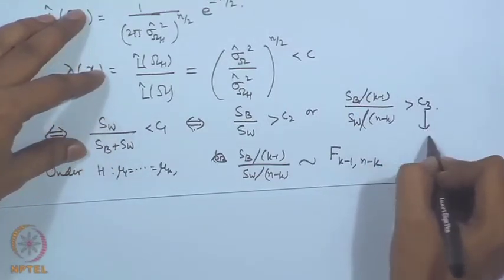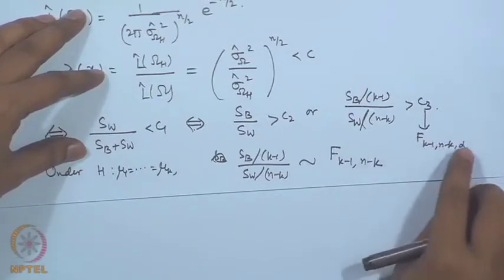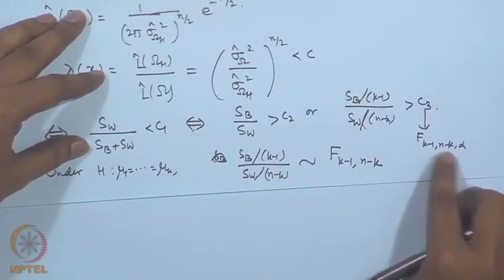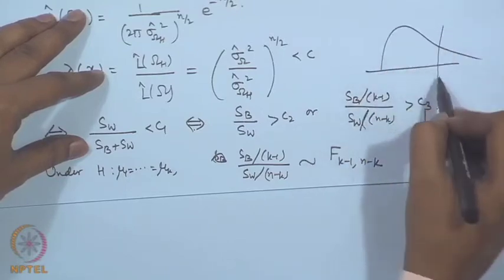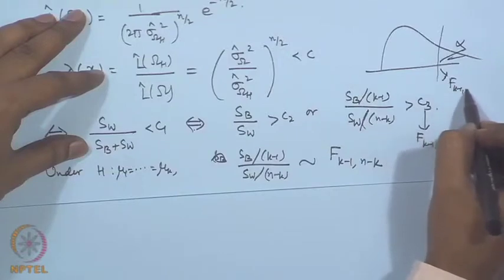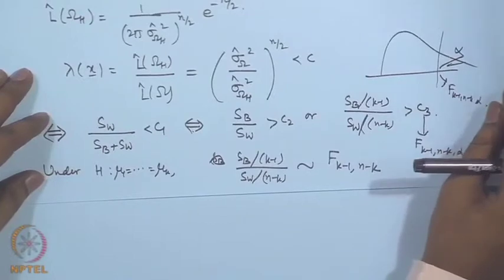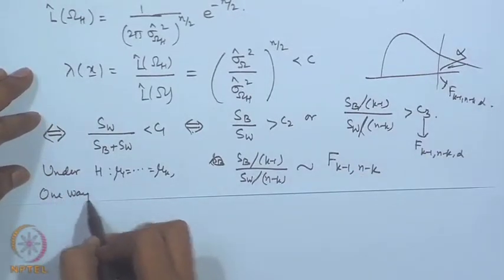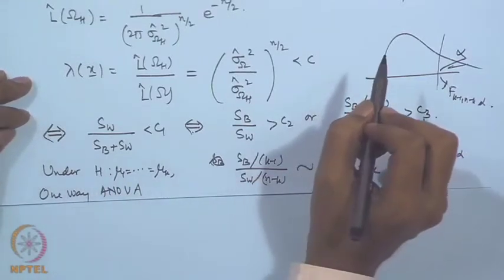So, this point C then is nothing but a point on the curve of the density of the F_{k minus 1, n minus k} distribution, that is the upper 100 alpha percent point, where this probability is alpha. So, then this is F_{k minus 1, n minus k, alpha}. This is the usual test which is there in the one way analysis of variance for testing the homogeneity of the means.